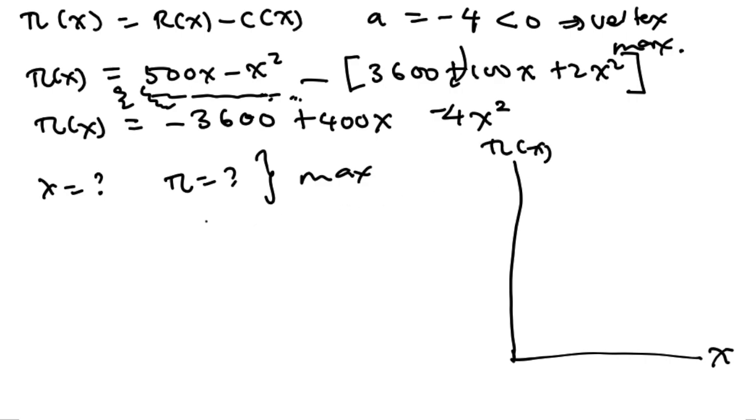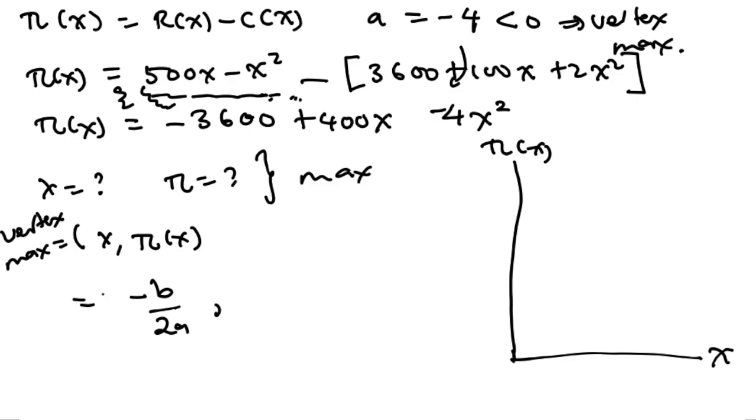So your coordinate for the vertex will have x and also p(x). Okay, so that's your vertex. The vertex maximum point is this one. So how do you find x? You know that the formula is minus b over 2a, and that's for x. Then you substitute it back into the p function.